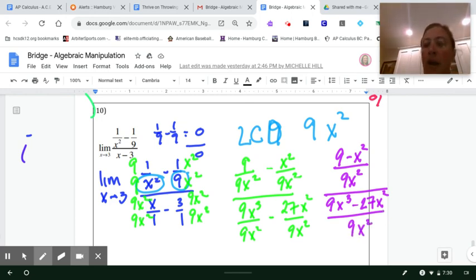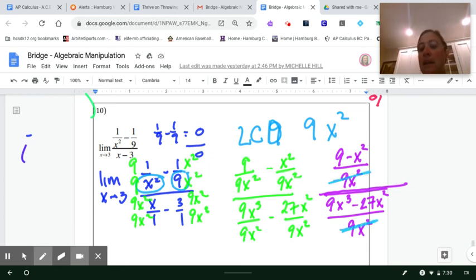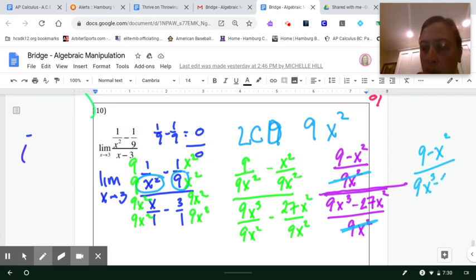And as long as you have a complex fraction, so fractions within fractions, and the denominators are the same, they actually just divide each other out. They cancel out. So this 9x squared and this 9x squared, because they're both the same denominator, divide out. So I have 9 minus x squared all over 9x cubed minus 27x squared. And all I need to do is factor and clean that up.